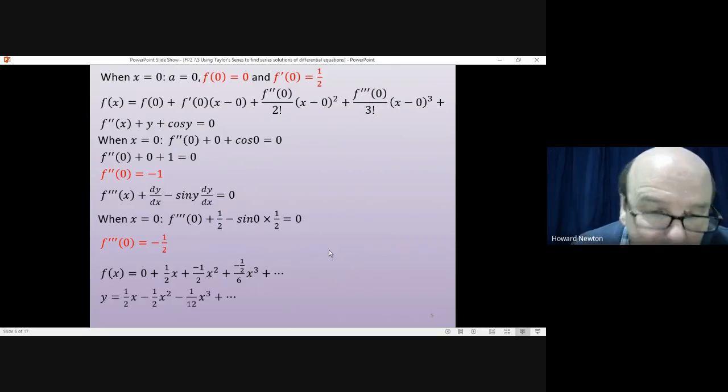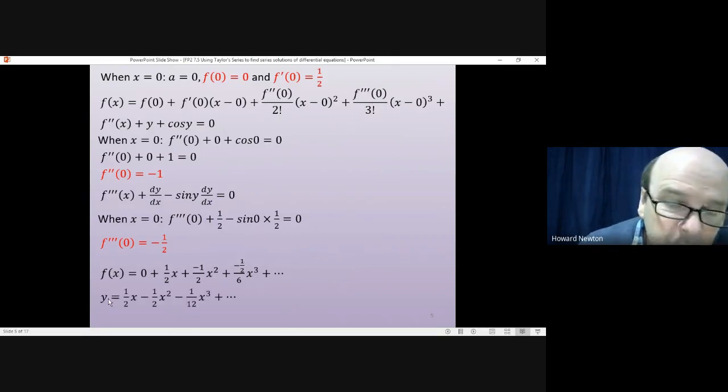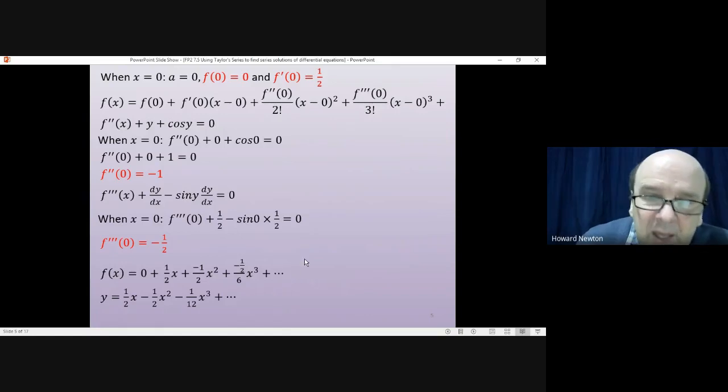And tidying that up, and changing f of x back to y, just because that's the form that they used in the question. They didn't use function language, they used Cartesian language. So the answer would be y equals a half x minus a half x squared minus 1/12 x cubed.